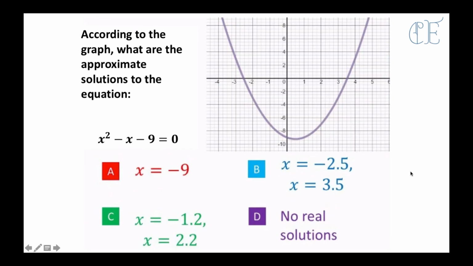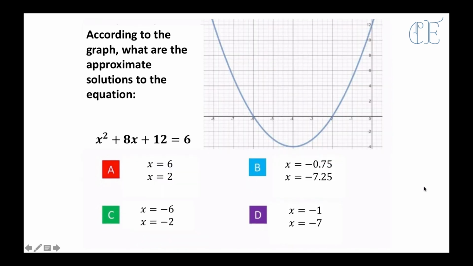Pause the video again and have a go at this one. Okay, if you've had a go, it's asking here for the approximate solutions of the equation, and the reason for that is because it's gone in the middle here. It's not actually on a point, so we have to kind of estimate. But as you can see, it's hit it at 3.5 maybe, and minus 2.5. So here we go, here's our answer.